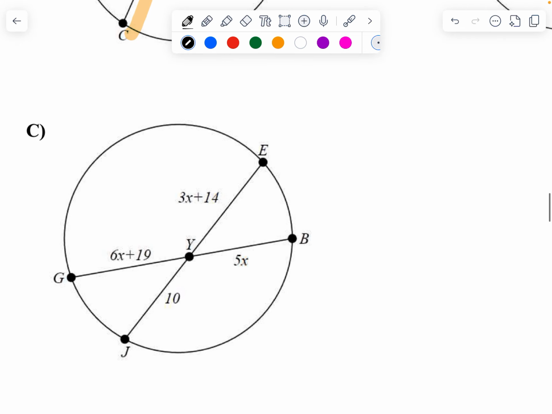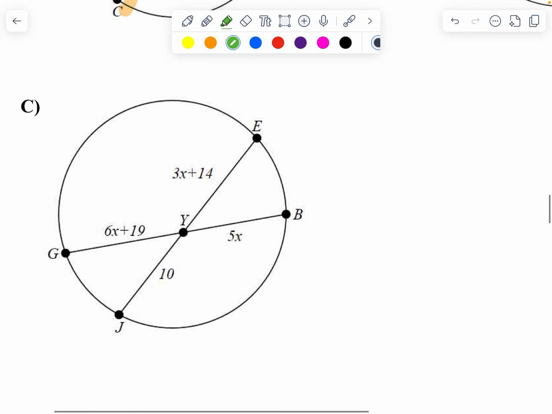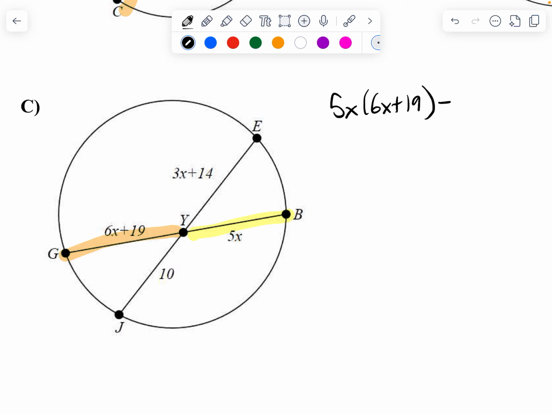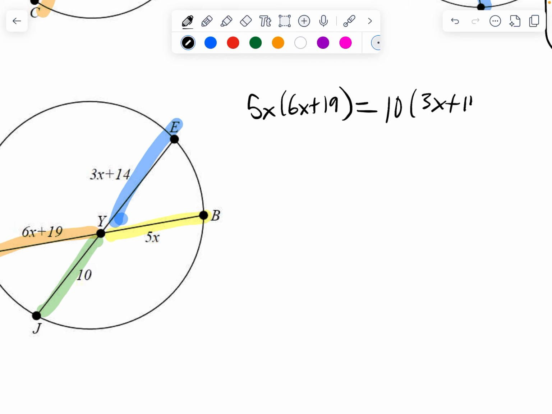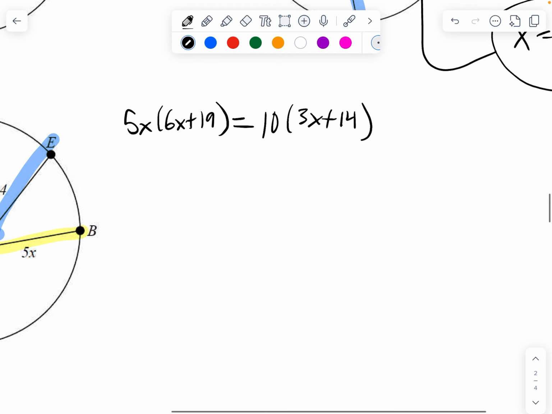Example 3, still not even too bad. The solving is probably the most crazy part of this thing. So small length times large length of one chord equals, swap to the other, small length times large length of the other chord. And then we just solve. So solving for x isn't going to be helpful with those parentheses there. They're not set to 0, they're set to another expression.